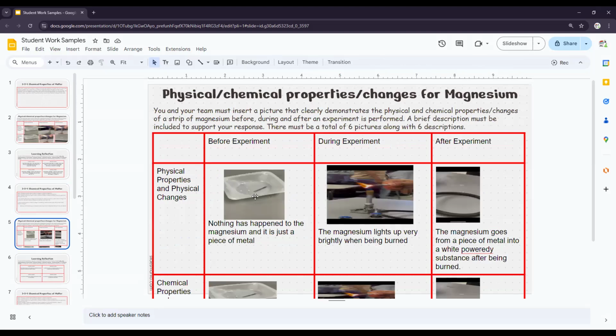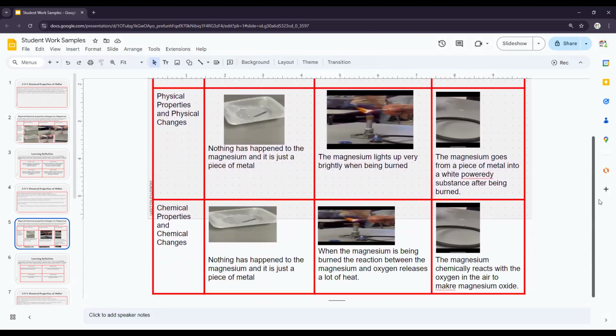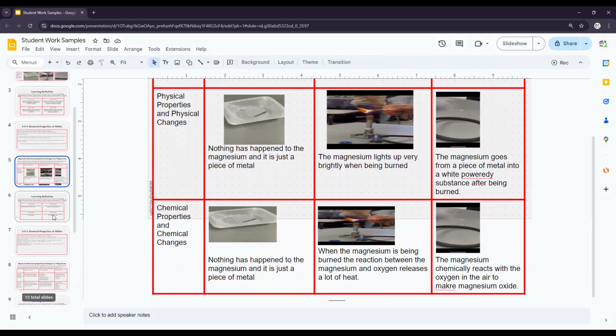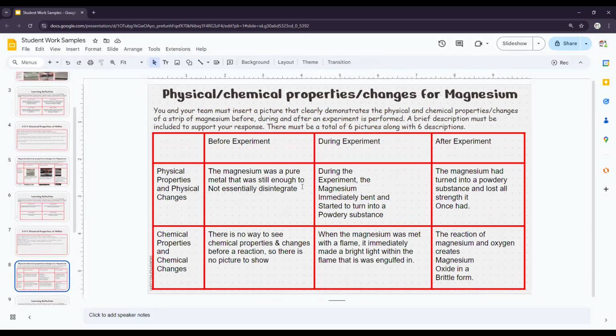My sophomore also included pictures, but not only that, they also included a description of what happens in a chemical change or a physical change. My junior, on the other hand, I don't know if my junior was rushed, but did not include pictures. However, what saves my junior is that they included enough description in their responses to leave me satisfied with what they saw. This student even mentions that magnesium and oxygen, when combined, create magnesium oxide in a brittle form. The student taking the time to investigate what chemical product is being produced makes me very happy.